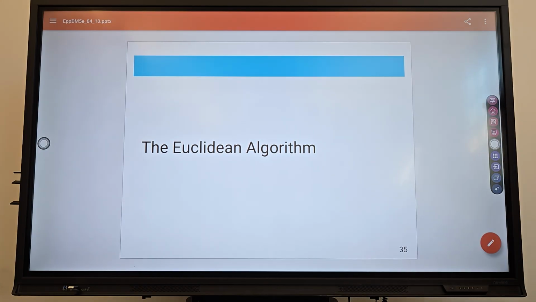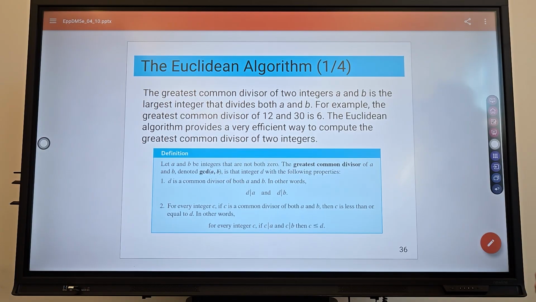The Euclidean algorithm. The greatest common divisor of two integers, a and b, is the largest integer that divides both a and b. For example, the greatest common divisor of 12 and 30 is 6. The Euclidean algorithm provides a very efficient way to compute the greatest common divisor of two integers. All right.